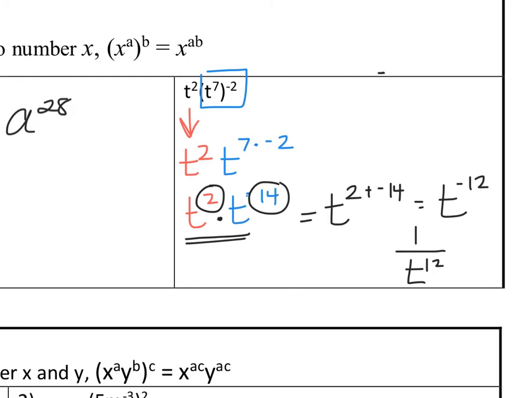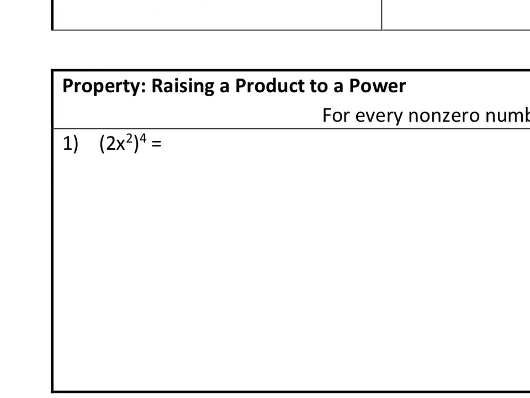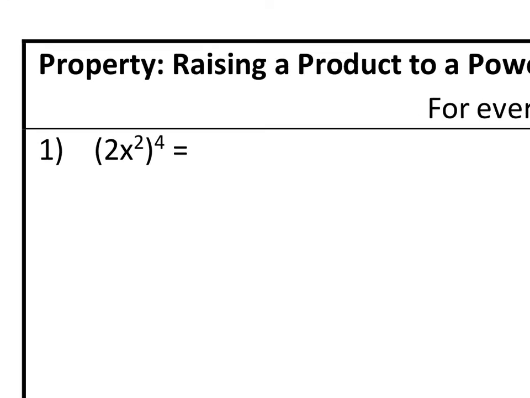Okay, what happens, and this is the next set of examples here, if we have more than one number inside the parentheses? Well, if you remember, if it doesn't have an exponent, you give it a 1. So this 4 gets multiplied with all of the numbers in the parentheses. So if we wrote this one out the long way, it would be 2x squared, we'd need it 4 times: 2x squared times 2x squared times 2x squared.